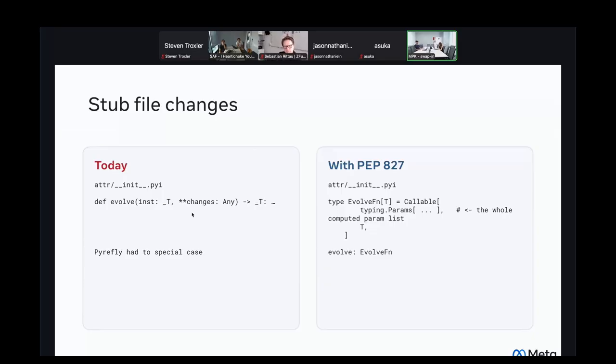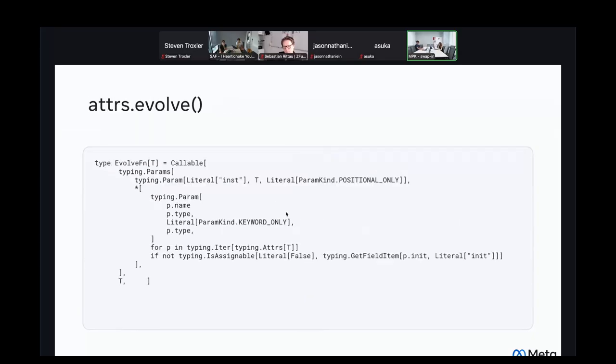So this right now isn't really helpful for providing static type checking. So of course we had to special case this. And then with PEP 827, this is a proposed thing that could be in the stub, where we create a type alias called evolve function, and then the type is a callable or an extended callable, and then I'll go more in depth here.